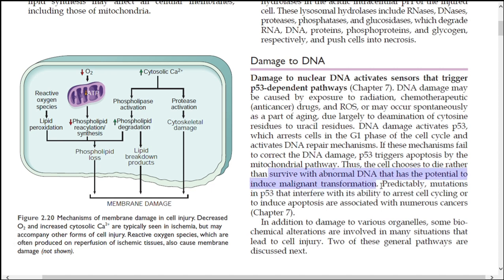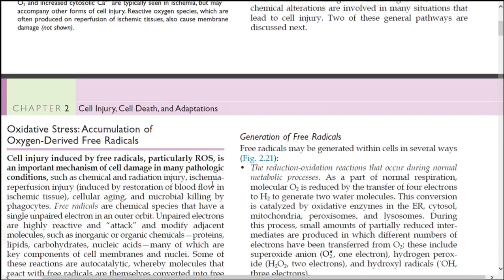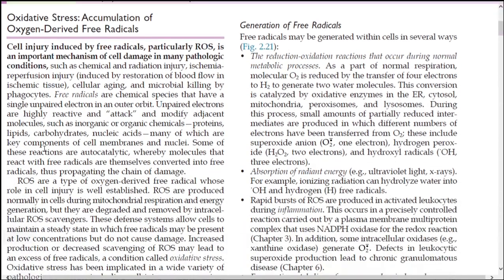So, if the cell with abnormal DNA survives, then it has the capability to produce malignant transformation, leading to tumors. So, mutations in P53 will interfere with the ability of the cell to arrest cell cycling or to induce apoptosis. Okay, so next we will see about oxidative stress, that is accumulation.